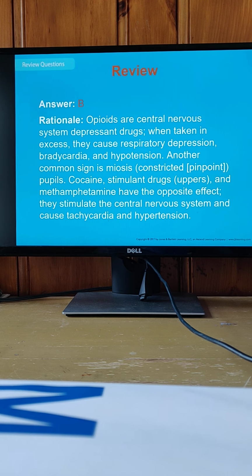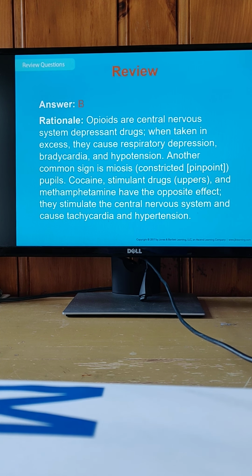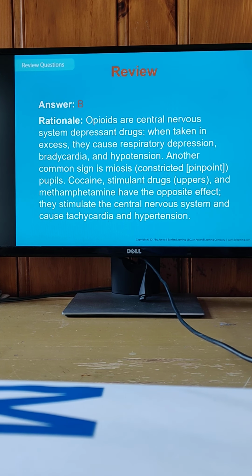Opioids are central nervous system depressant drugs, which, when taken in excess, can cause respiratory depression, bradycardia, or hypotension. Another common sign is constricted pupils, miosis. That's when the eyes go pinpoint. Cocaine, stimulant drugs, uppers, and methamphetamines have the opposite effect. They stimulate the central nervous system and cause tachycardia and hypertension. That's when the person's like off the wall. They took a drug and they want to climb Mount Everest. They want to run a 5-mile run in 2 minutes.